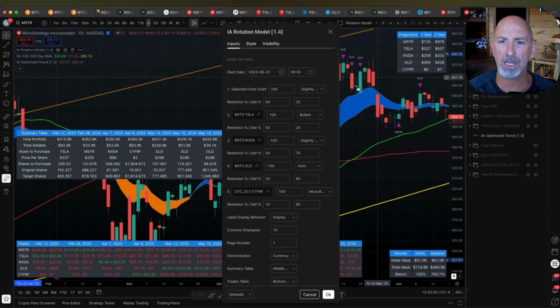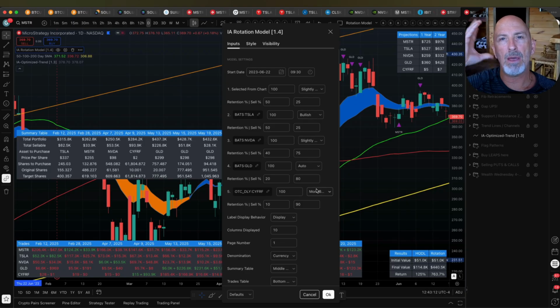Then we came back over here and we did the same thing for each of those. Remember, for Tesla, NVIDIA, gold, and CYFRF, I went based off of where I thought these things would go over the next year, based on kind of having an idea of what the LILO looks like. I didn't use the LILO for each of them, but you could. Or you could just leave it on auto like we did for gold.